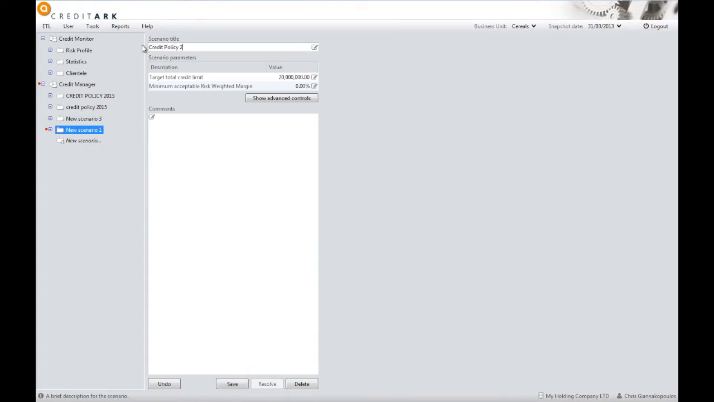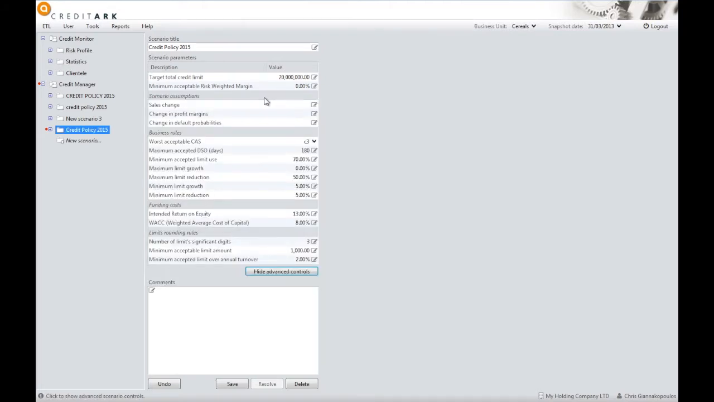Through the Credit Manager module of CREDITARK, you can simulate your credit policy by analyzing unlimited scenarios for your local, territorial and global market, for different business units or subsidiaries, and different snapshot dates as to find your optimum credit policy.